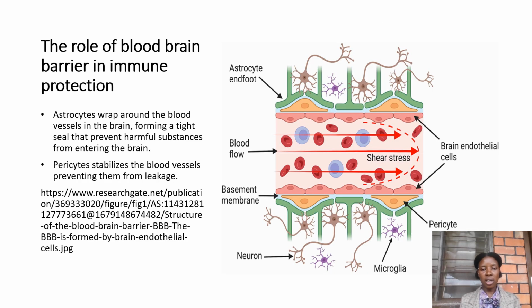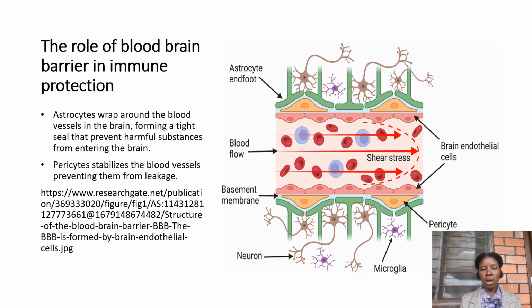Here is the structure or image that shows the blood-brain barrier. You see that there are astrocytes and their feet. Those are types of cells that wrap around the blood vessels in the brain, forming a tight seal. That tight seal prevents harmful substances from entering the brain.